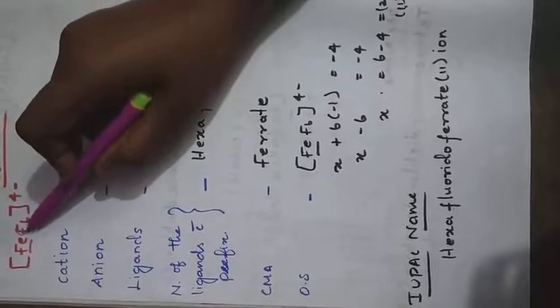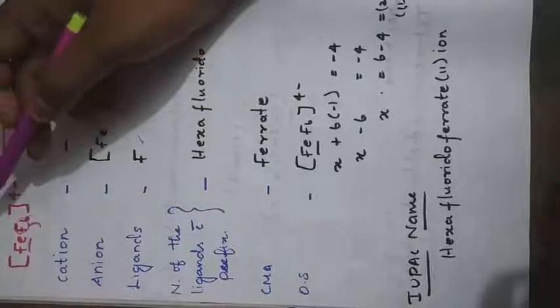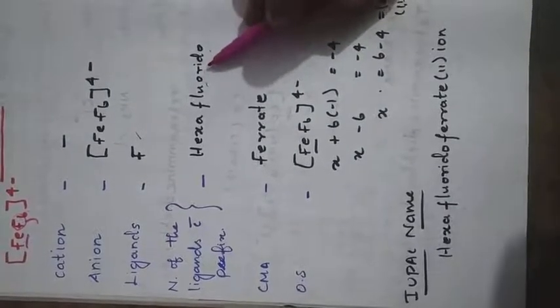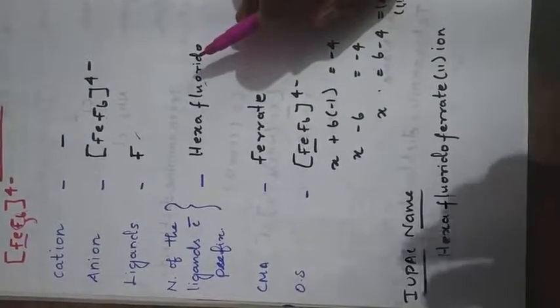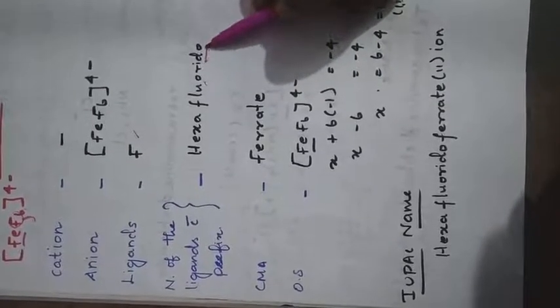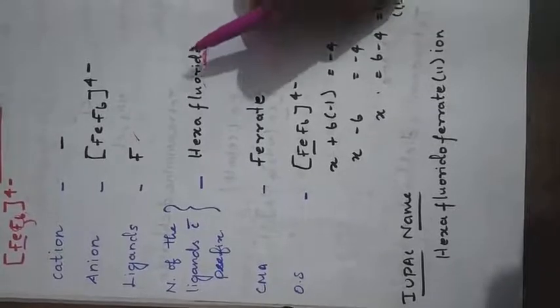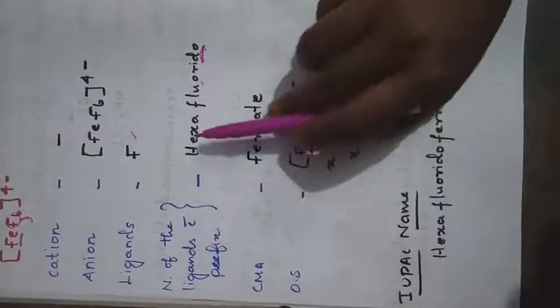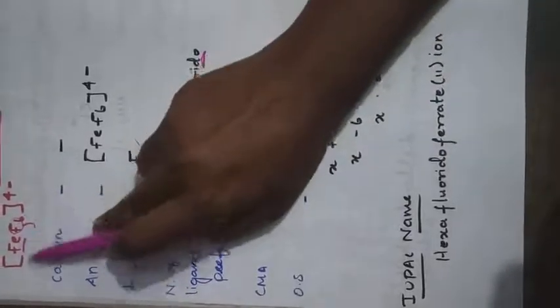Fluoride means this is the negative ligand. Negative ligand ends with O. Fluorido we have to write. If it is chlorine, we have to write chlorido. Bromide means you have to write bromido. Like this, the ligand ends with IDO. This is the name of the ligand, hexafluorido. We have named this one.